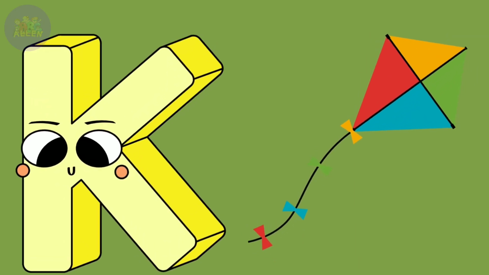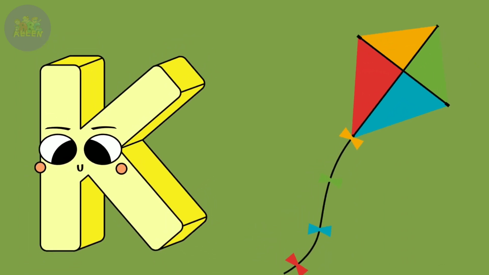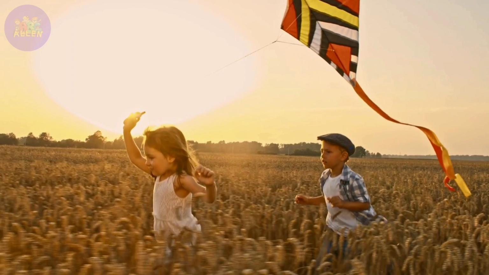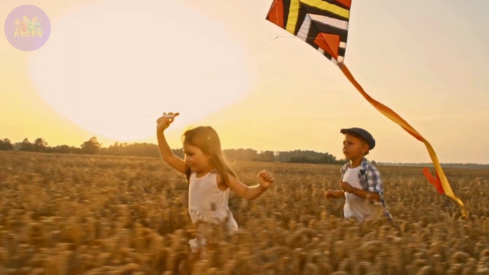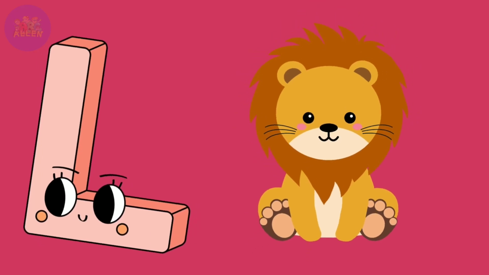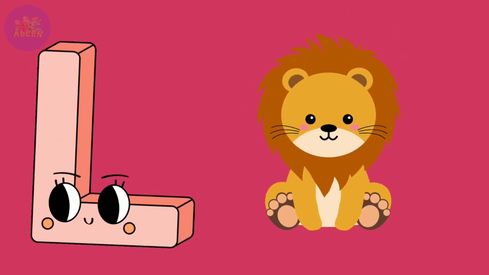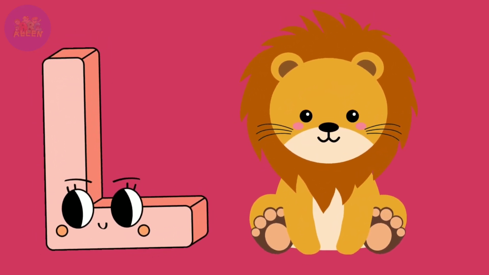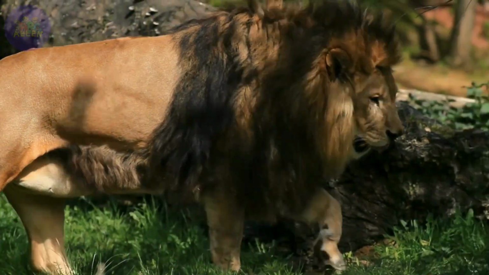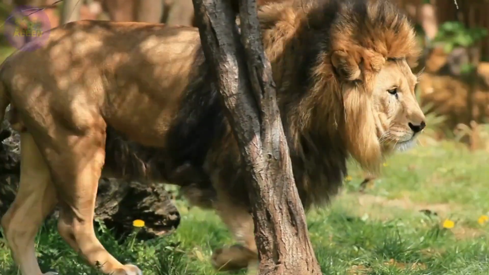K is kite. K for kite. Say with me. K is kite. L for lion. L is lion. Say with me. L, lion.